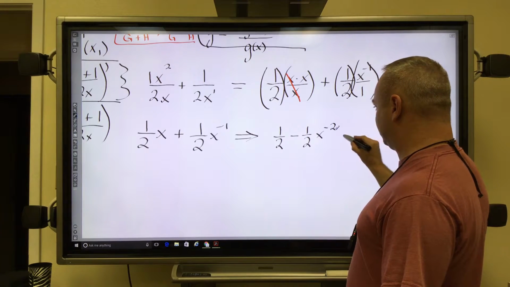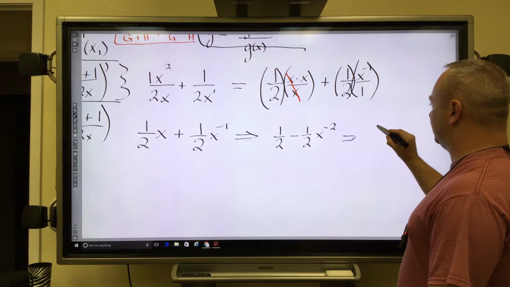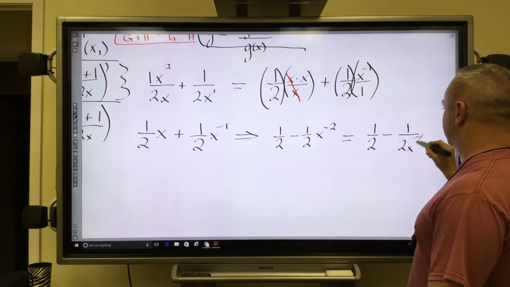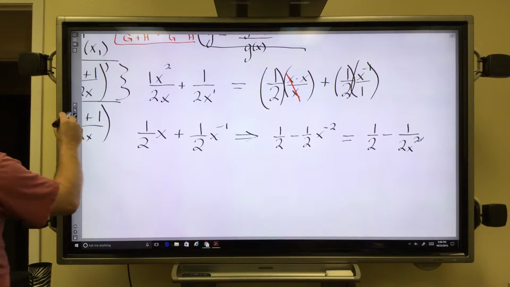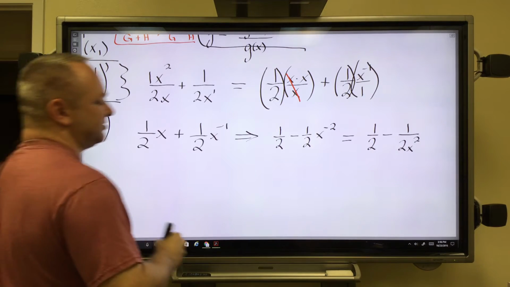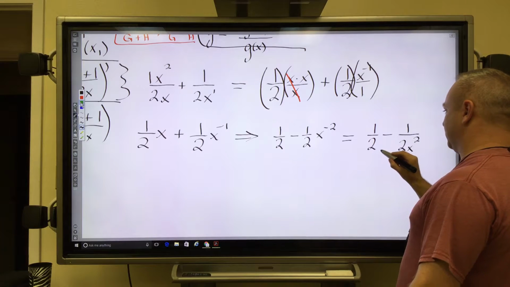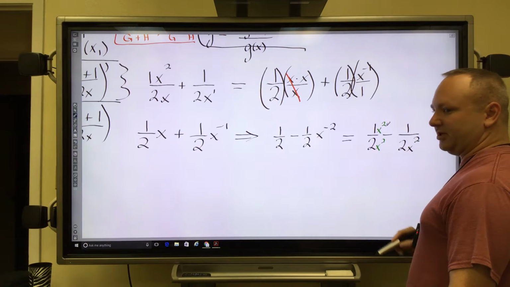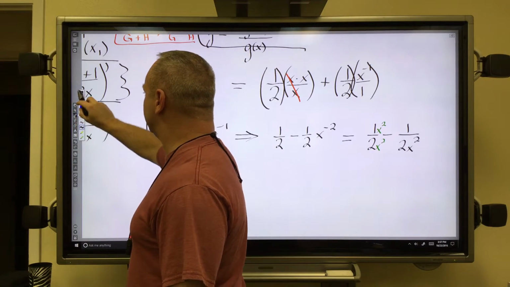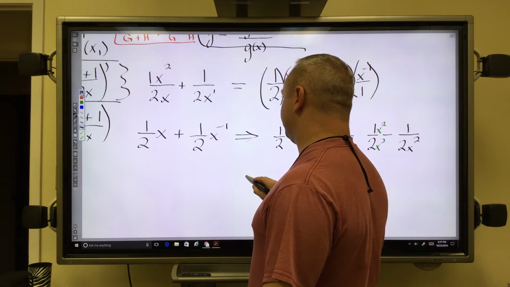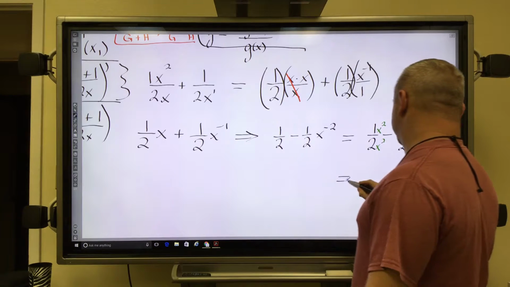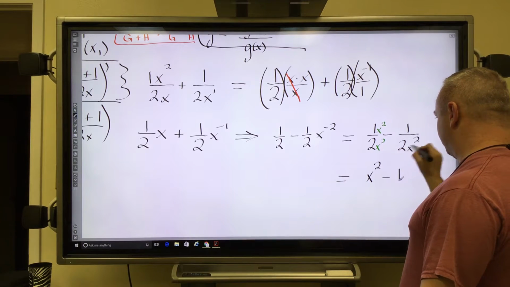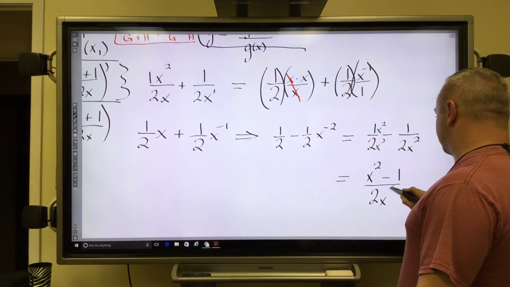Now we need to rewrite this with our exponent in the denominator. So that gives me a 1/2 minus 1 over 2x squared. And I don't have to do this because we're just going to plug in numbers, but I can get a common denominator here by doing an x squared on the top and on the bottom, multiplying, right? So then that gives me the final derivative for the top, which is just going to be equal to x squared minus 1 over a single denominator, 2x squared.